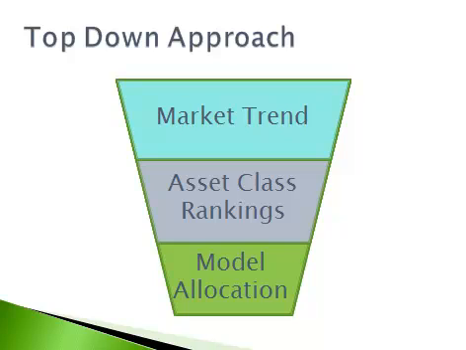Remember, we use a top-down approach in the MyAlerts system. First, we begin by focusing on the overall trend of the market. This is probably one of the most important considerations when it comes to managing a portfolio. The second thing we focus on are asset class rankings. There are 25 asset classes that we follow in the MyAlerts system, and at the end of today's presentation I'll give you the rankings for the month of April. And then lastly, we provide you with a model allocation based on the three models I just discussed: the conservative growth model, the growth model, and the maximum growth model.